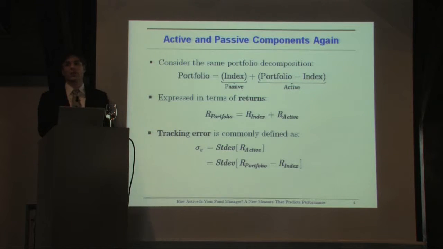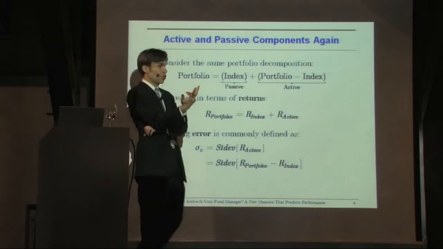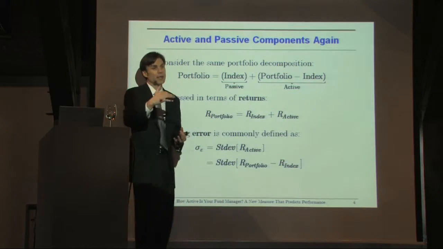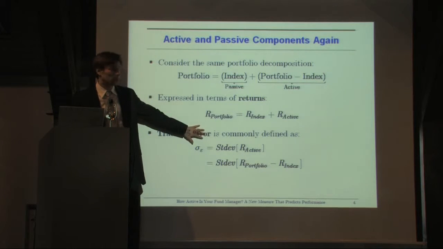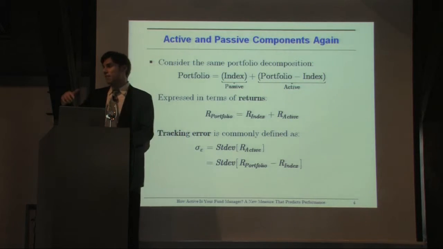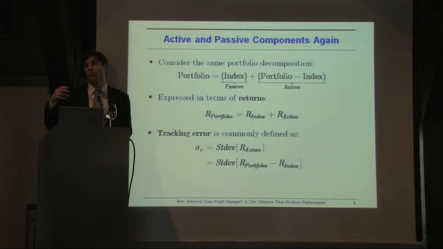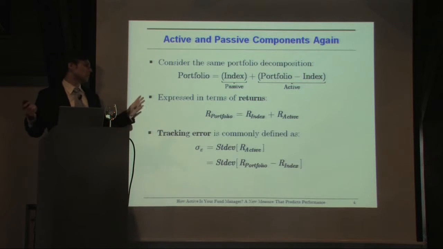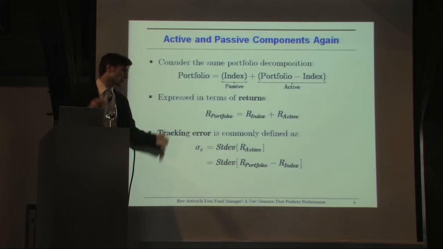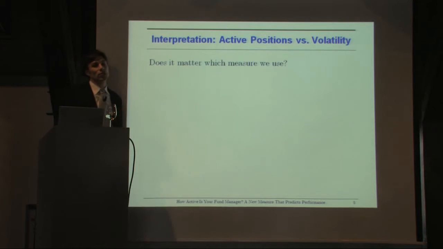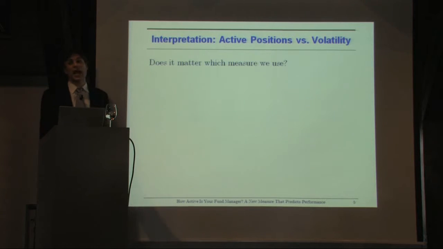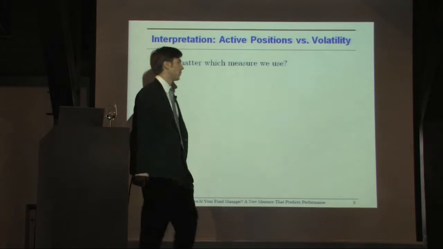So now we've got two measures of active management. We've got active share, which is based on the size of the active positions relative to the index, and we also have the tracking error, which is based on the time series volatility of the return on those active positions. Okay, so we've got these two measures. Now, can we just use one or the other? Well, actually, it turns out that we need both, because they capture somewhat different aspects of active management. So let me just illustrate that right now.